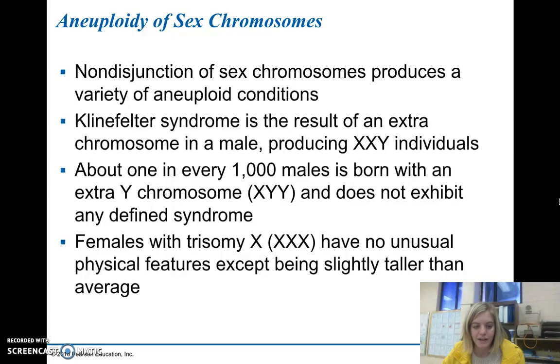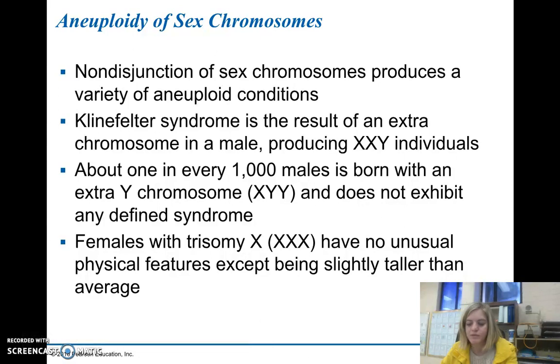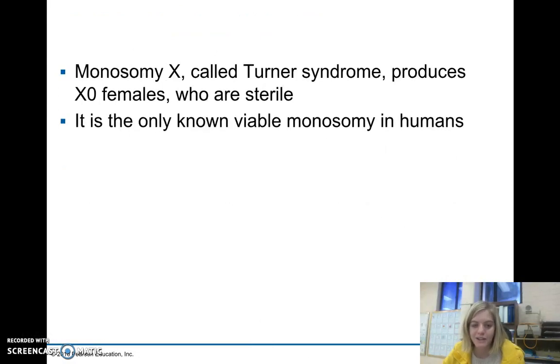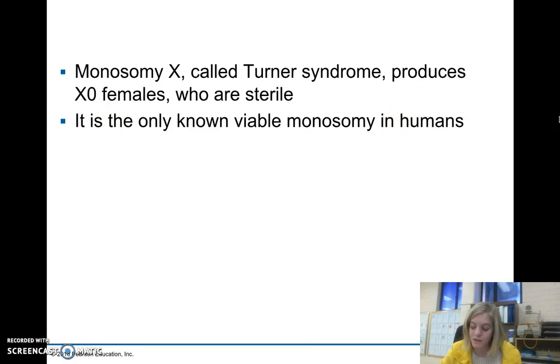And in a similar vein, females with trisomy X, who have XXX, have no unusual features except being slightly taller than average. However, with monosomy X, where a woman only has 1 copy of X, which we would refer to as X0, they express a syndrome known as Turner syndrome. They're phenotypically female, so they appear to be female, but their sex organs never mature, and so they remain sterile. And for the most part, we consider these women to be of normal intelligence. And Turner syndrome is the only known viable monosomy in humans. So it's the only example of monosomy that we know of where the individual can live till birth and live a life.